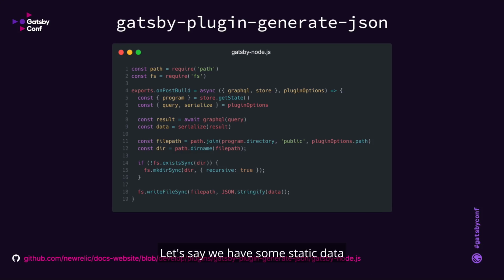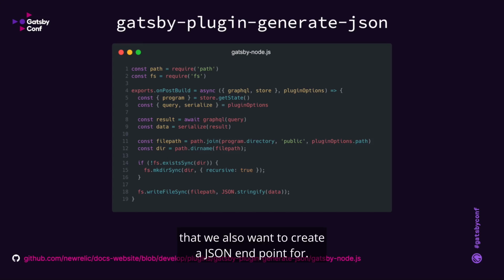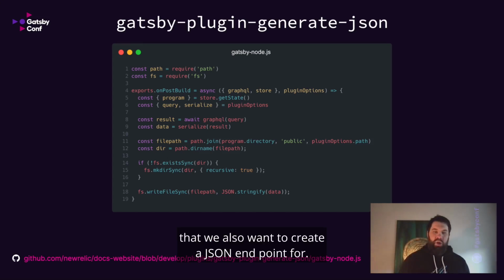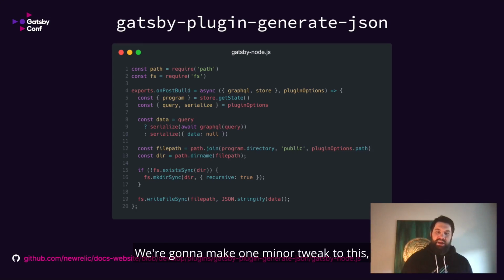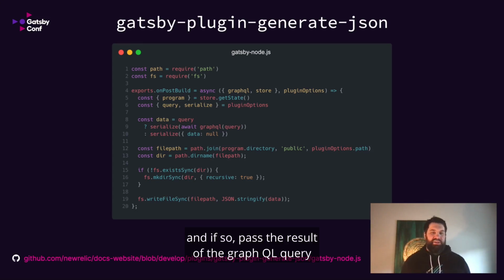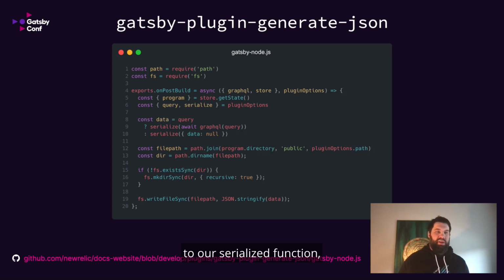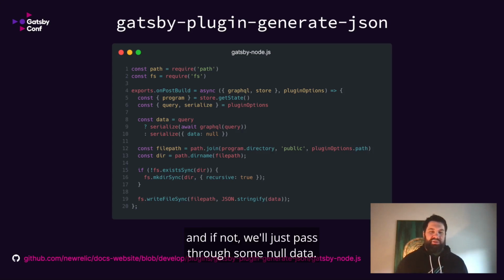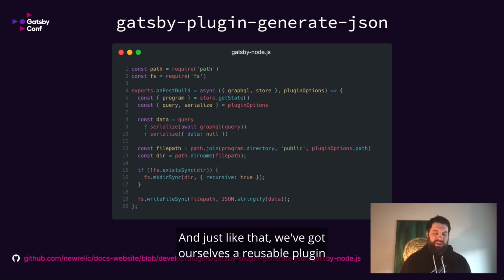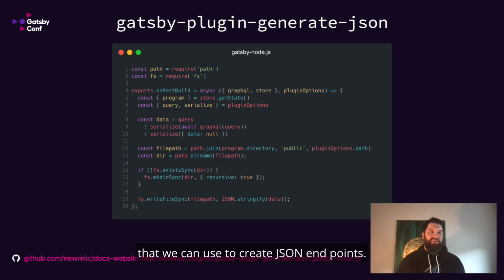Let's say we have some static data that we also want to create a JSON endpoint for. We're going to make one minor tweak to this. Check to see if we have a query, and if so, pass the result of the GraphQL query to our serialize function, and if not, we'll just pass through some null data. And just like that, we've got ourselves a reusable plugin that we can use to create JSON endpoints. This is pretty awesome. It really didn't require that much code.